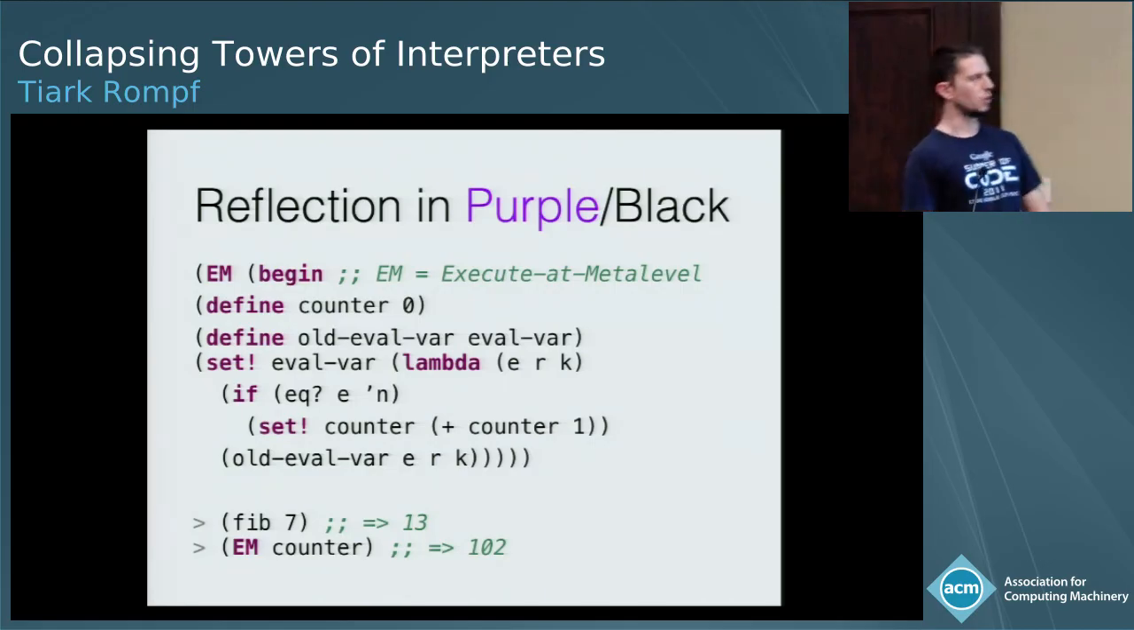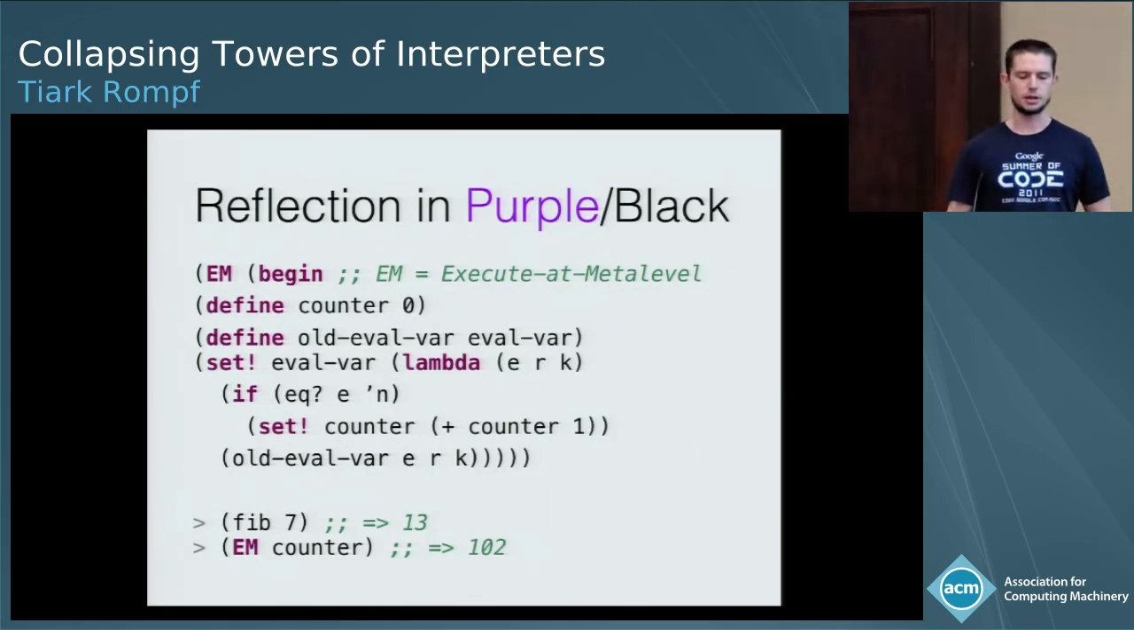And here's just one example. You don't have to go through all the details here, but we can define a counter, and then we can replace the function that defines what it means to evaluate a variable reference. So whenever we encounter a variable that is called n, then we increment this counter. And if we do this modification, and then we call our Fibonacci function, and then after that query the counter, then we get back the number of times we have referenced the variable n.